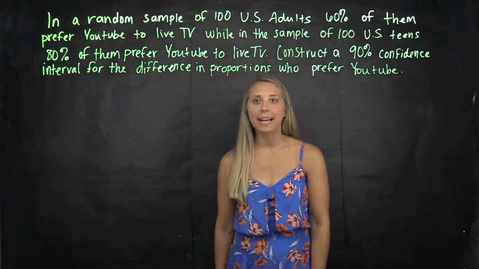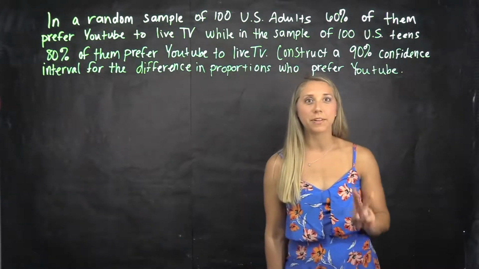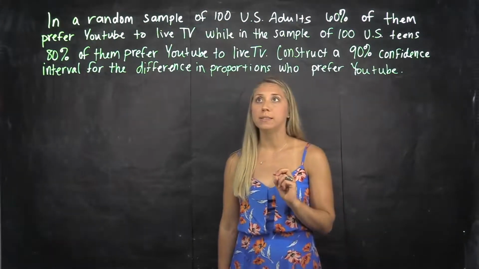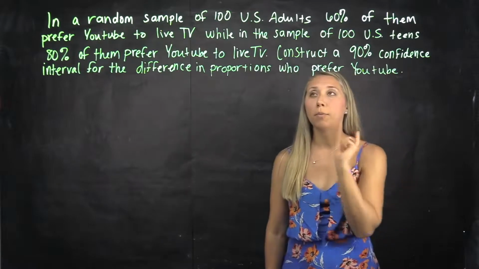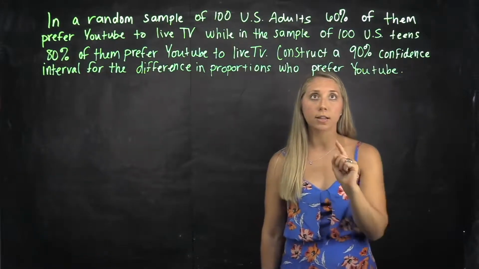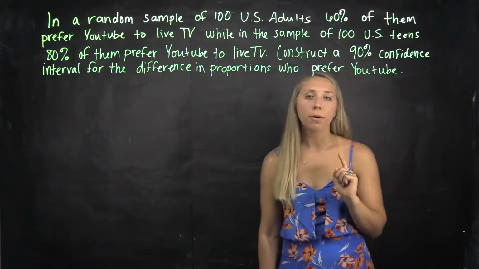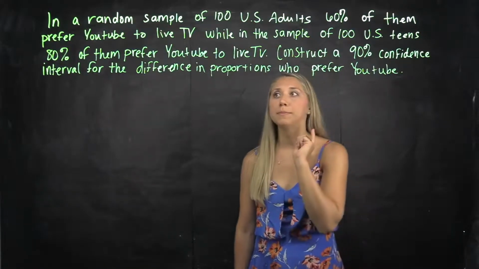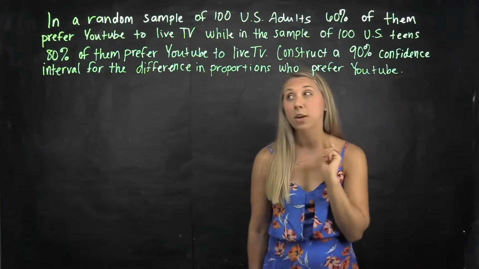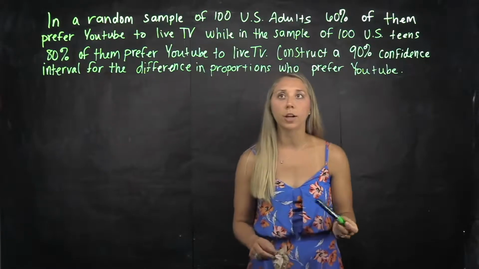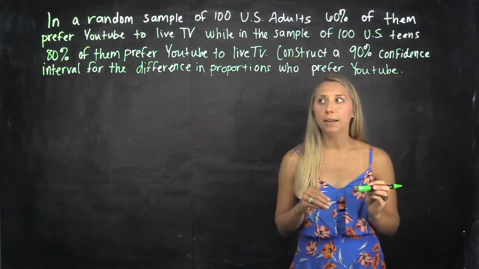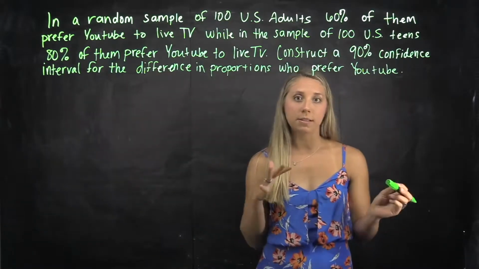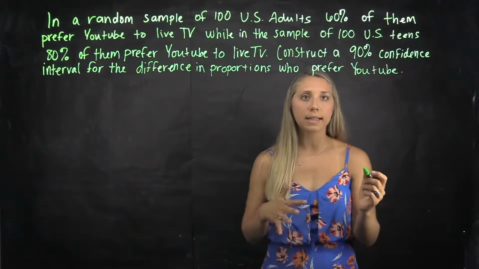Today we're going to do a confidence interval problem for the difference of two proportions. So in this problem above, we have two proportions, a random sample of 100 US adults where 60% of them prefer YouTube to live TV, and a random sample of 100 US teens where 80% of them prefer YouTube to live TV. Our goal is to construct a 90% confidence interval for the difference in those two proportions. So we're going to lay some things out first.